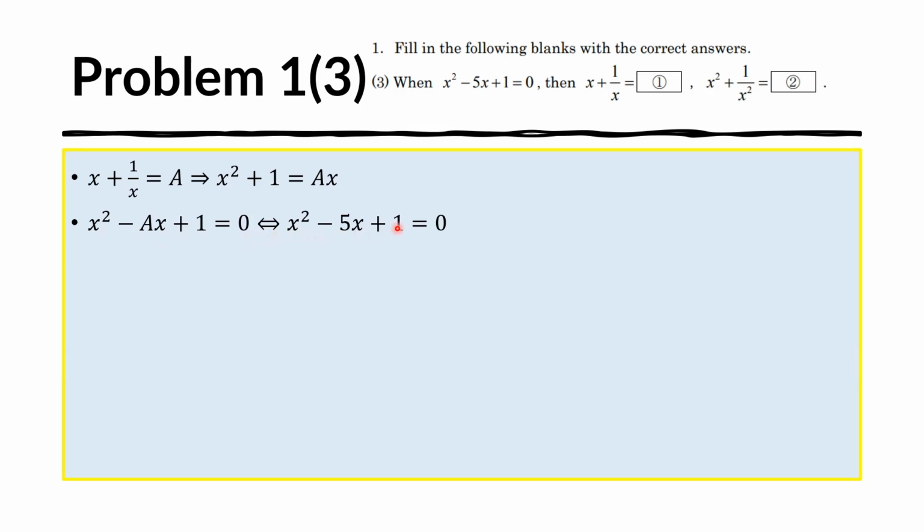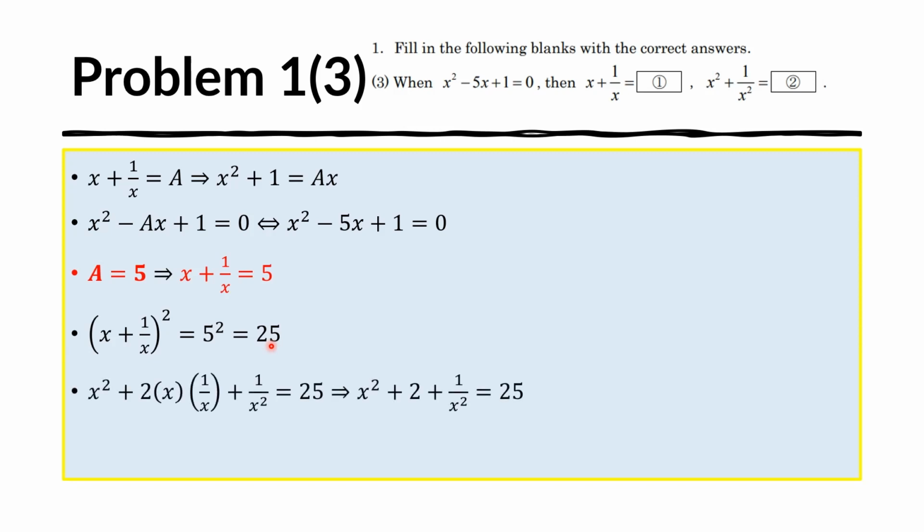And now I compare that with the given. Now it's easy to see that a must be equal to 5. So we get a equals 5, and x plus 1 over x is therefore equal to 5. Now for this part of the problem, what I do is I square both sides of this equation here. So if we do that, we get a squaring of this here, and here it's just 5 squared, so it's 25.